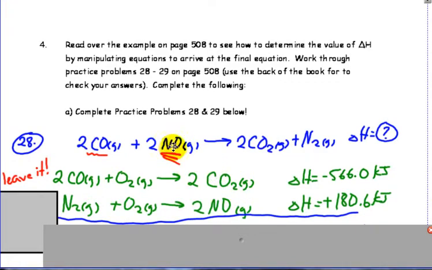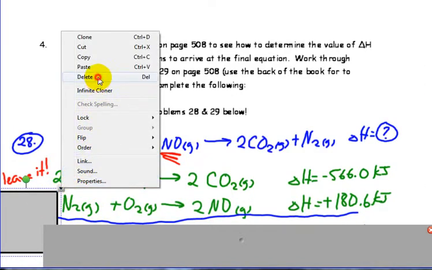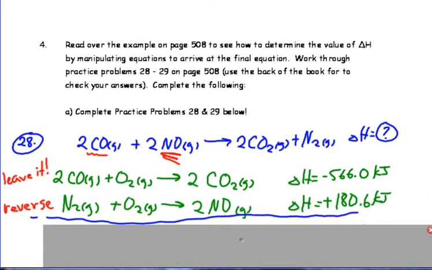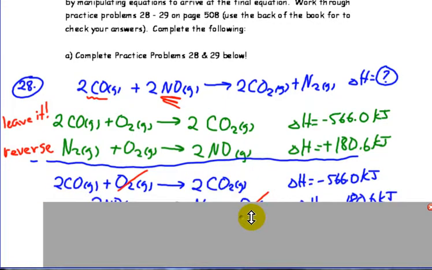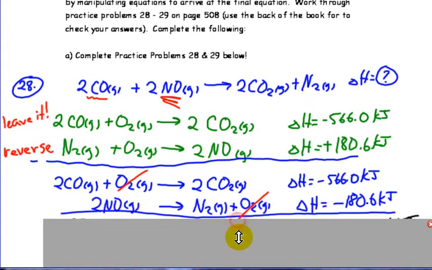NO, nitrogen monoxide. There it is in the second equation. I need 2 molecules. I have 2 molecules. I need for it to be on the left-hand side of the equation though, and it's on the right. So this second one, I'm going to have to reverse. So the first one leave alone, the second one reverse. So the first one, just rewrite it. Second one, change the reactants and products around.